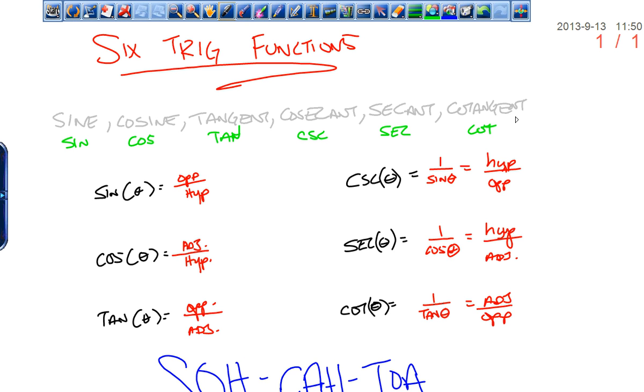I'm sure you're thinking right now, good night, do I have to memorize these? Yes, you will. I don't know the saying for the other 3, but there might be one. How does it go? SOHCAHTOA. Okay, so the last one is BOT. Yes, cotangent.